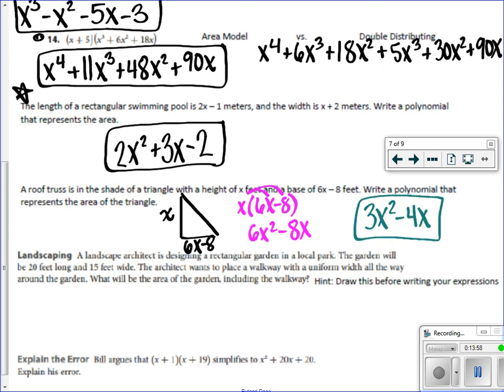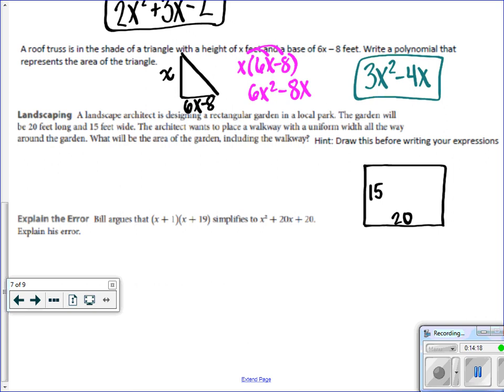Okay. The one right underneath it, the one that says landscaping. I want you reading that and drawing a picture of it and trying to set it up with your table first before we start going over it. A picture will help. Draw.